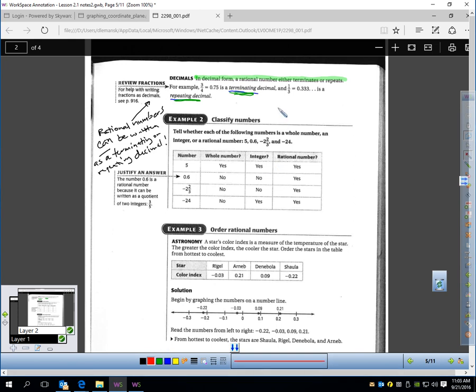Okay? The only kind of decimal that would not be rational would be the following, like pi, 3.1415. It keeps on going with no pattern. That would not be a rational number. We'll talk about those kind of numbers at the end of the chapter.